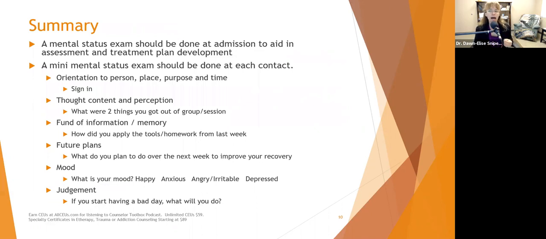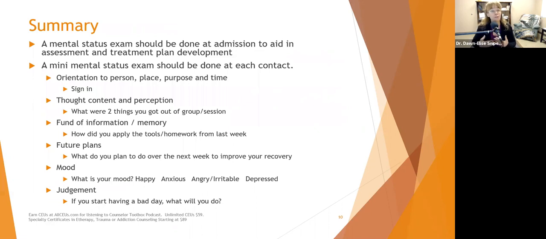Fund of information and memory. How did you apply the tools or homework from last week? If somebody calls you in a crisis, you can say, okay, what did we talk about last week in terms of tools that you could use to address this issue? See if they can remember that information. Future plans. What do you plan to do over the next week to improve your recovery?